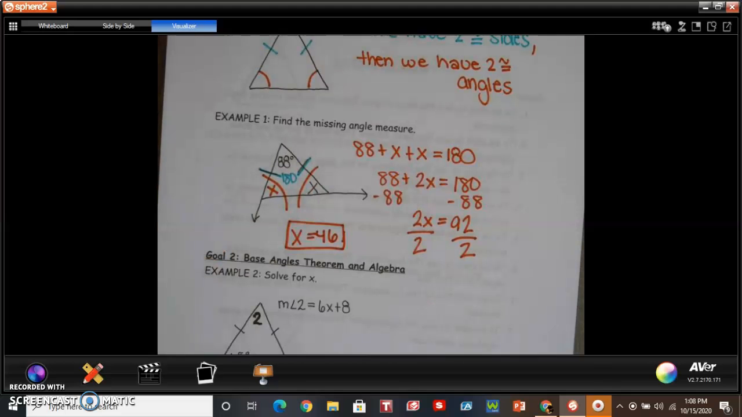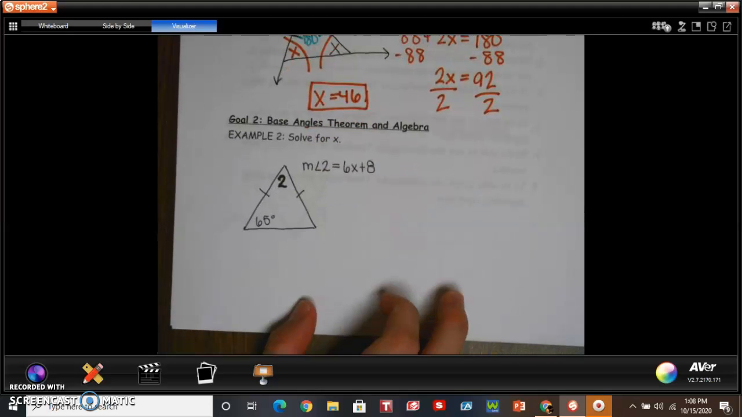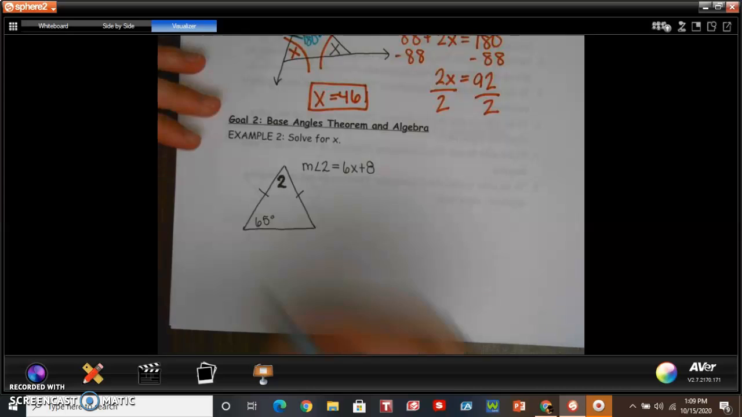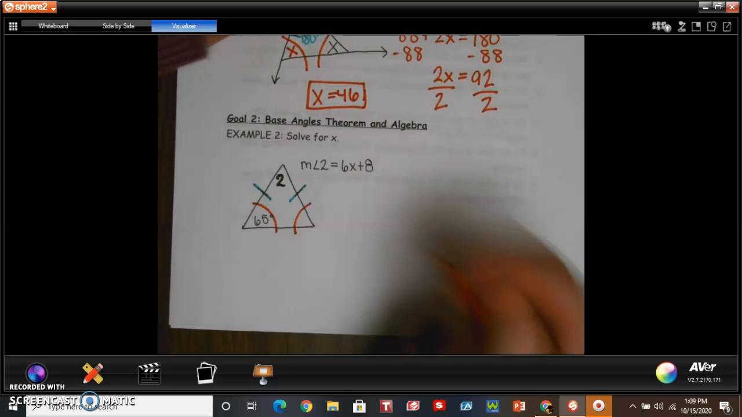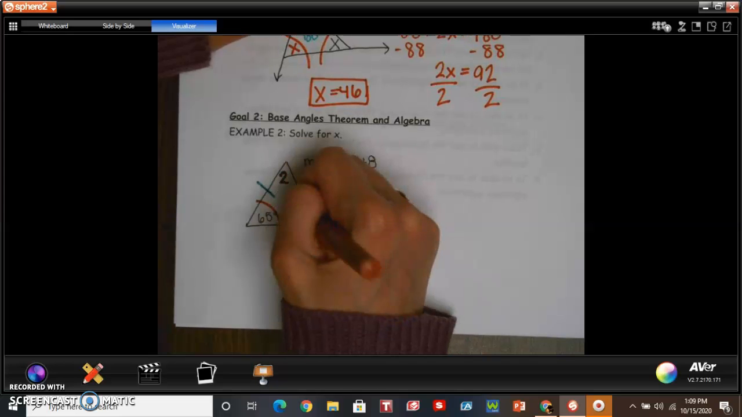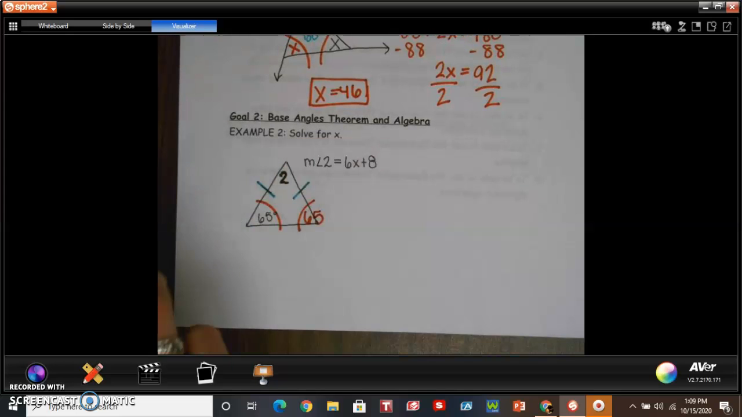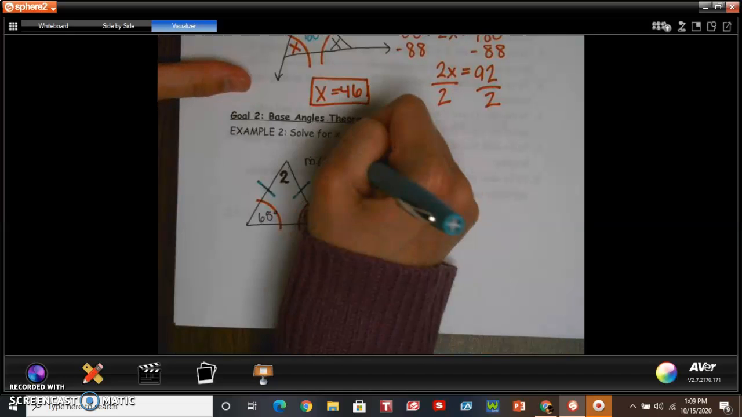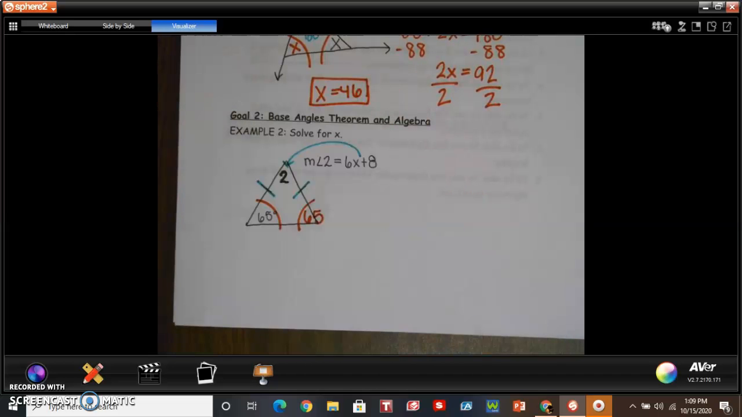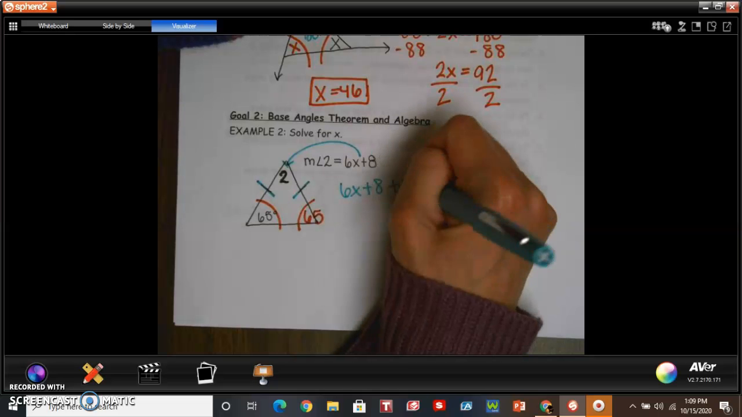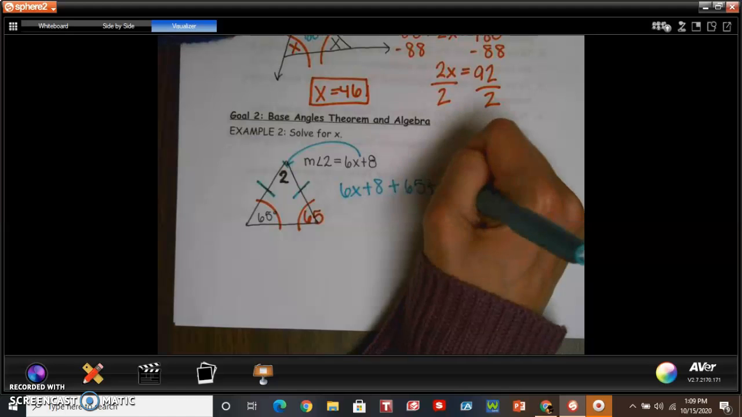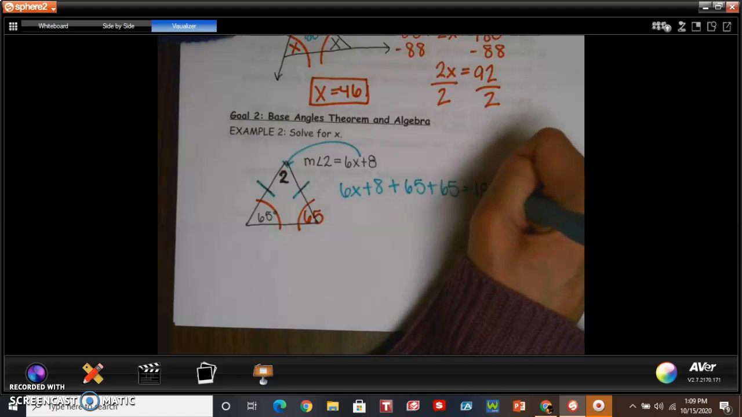Okay? Now, let's add a little bit more algebra into that. Okay? So we have our congruent legs. And I always do this. I draw them and I always mark my legs and then my feet. And here's my feet. Well, if this one's 65, this one is also 65. And they're telling us right here that angle 2, right here, is 6x plus 8. So we want to solve for x. So we're going to say 6x plus 8 plus 65 plus 65 equals 180. And then we solve for x.